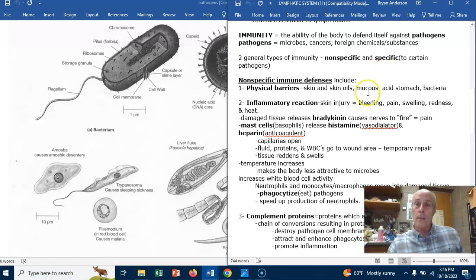And then the mucus that we sort of despise so often in our nose and respiratory tract and other places, digestive tract. It is an immune defense. It helps keep pathogens out by sort of encapsulating them and getting them out of your body.